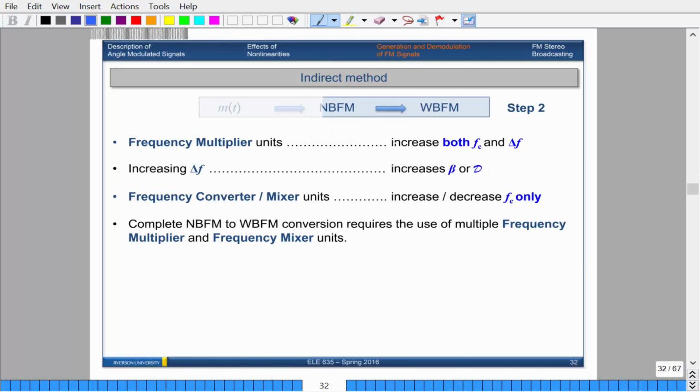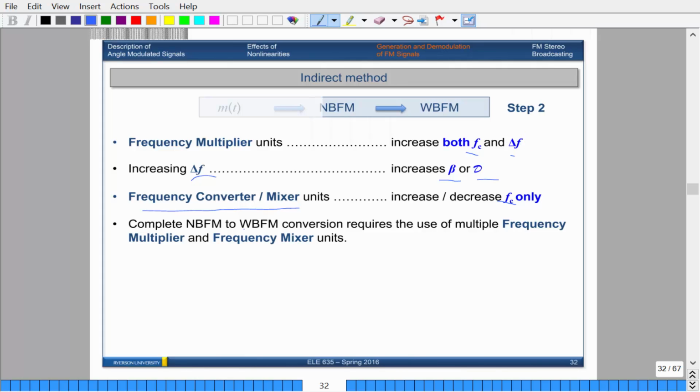Okay, so we have two things at our disposal. We've got frequency multiplier units, which increase both the carrier frequency as well as the frequency deviation. When you increase the frequency deviation, it also increases the modulation index, or the deviation index if you want. For frequency converters or mixers, you only increase or decrease the carrier frequency. You don't actually change the frequency deviation, which is what we want.